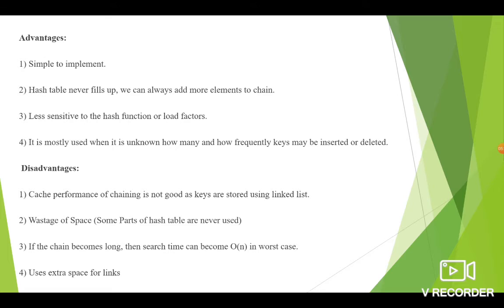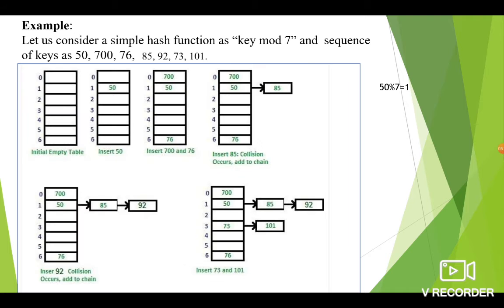The disadvantages are that the performance of chaining is not good because the keys are stored with the help of a linked list. This method leads to wastage of space, and it uses extra space for links. If we have added more elements in the chain, then the searching time can also become order of n in the worst case.